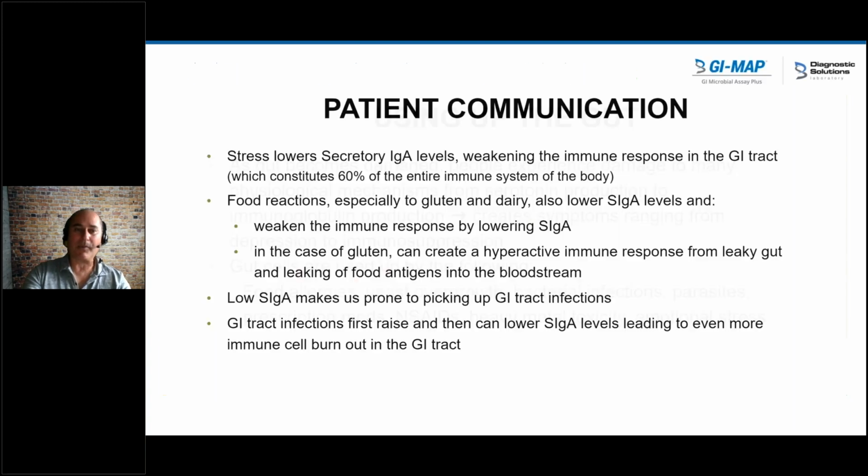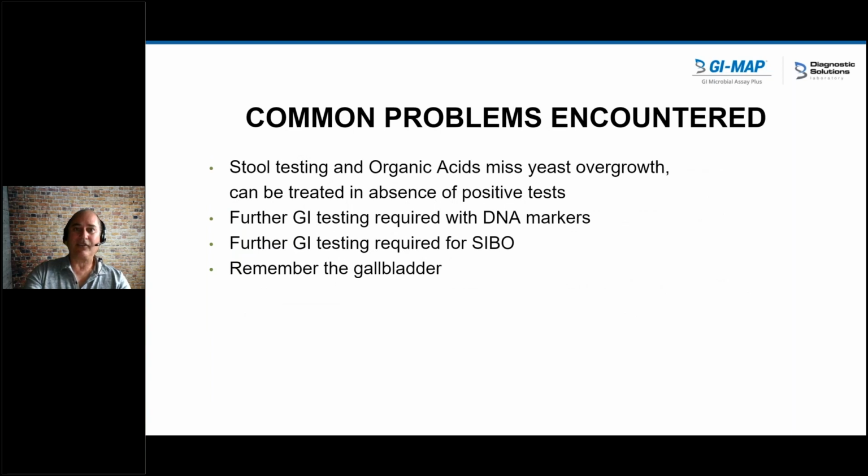So common problems encountered: stool testing and organic acids, missed yeast overgrowth. So even the best lab companies can't find everything, right? So once in a while, you might need to treat even if there's not positive test results. Just throwing that out there as an option. How often do I do that? Maybe once every year or two, meaning the vast majority of the time, the testing is going to nail it.